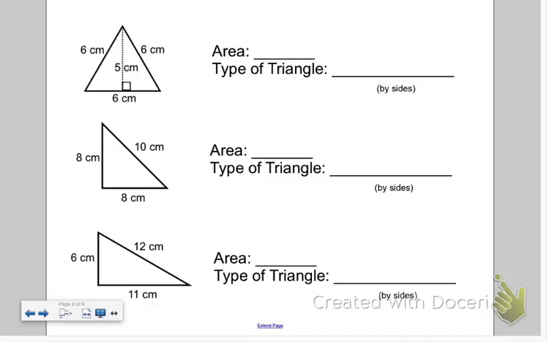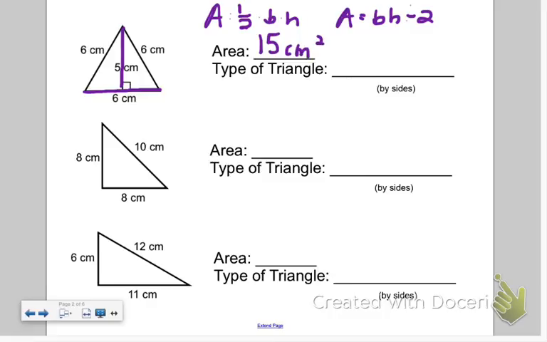First, we're going to find the area, and we have to remember how we find the area of triangles. The formula is area equals 1/2 base times height, also known as base times height divided by 2, which a lot of you prefer to do. So in this triangle, we have a base of 6 and a height of 5. So we would do 6 times 5, which is our base times our height. That gives us 30. And then when we cut it in half, we get 15 square centimeters.